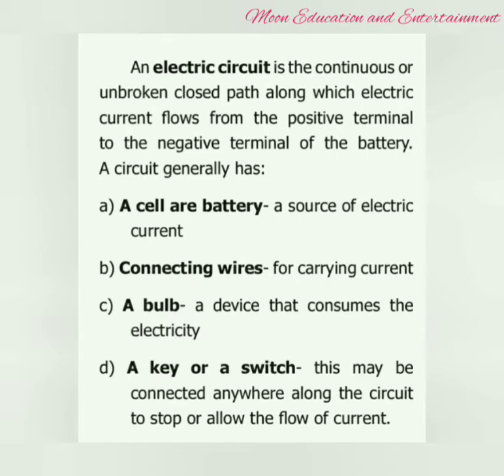An electric circuit is a continuous or unbroken closed path along which the electric current flows from the positive terminal to the negative terminal of the battery. This is how the electric circuit works, and it generally has four main parts. A cell or battery, which we call the source of electric current. Next, connecting wires for carrying the current. A bulb, a device that consumes the electricity from the connecting wires. And finally, a key or a switch which may be connected anywhere along the circuit to stop or allow the flow of current.